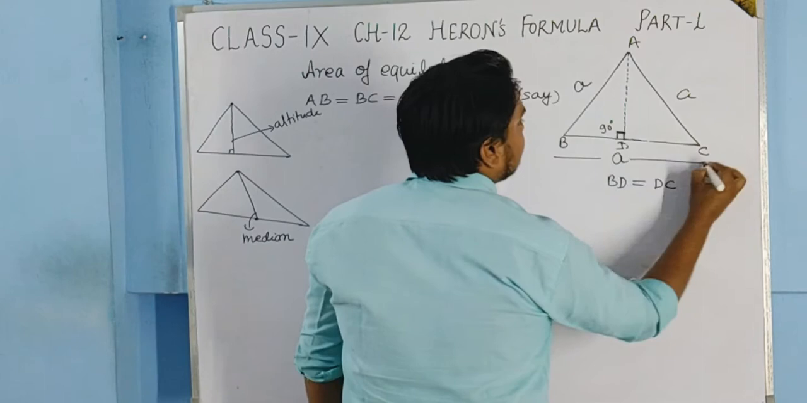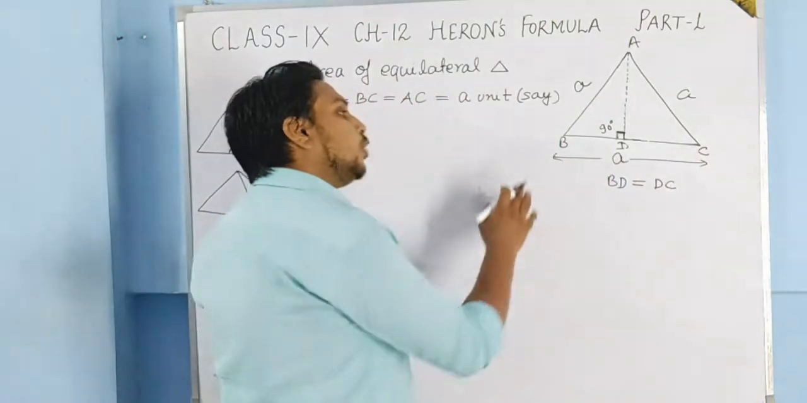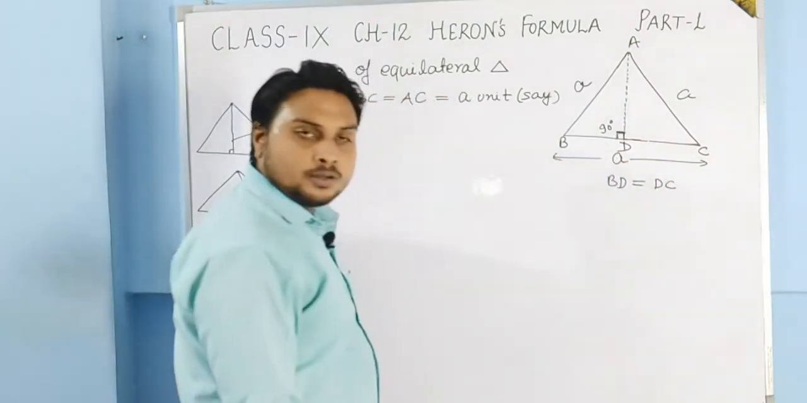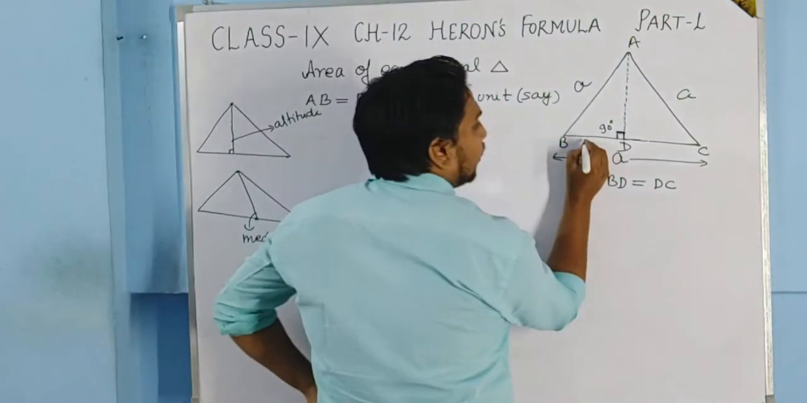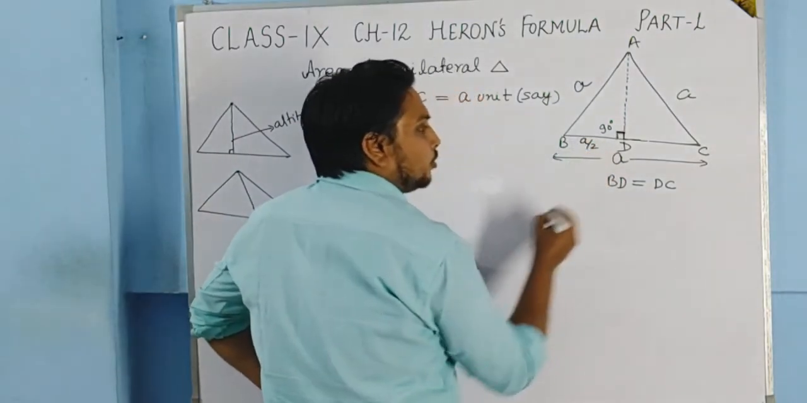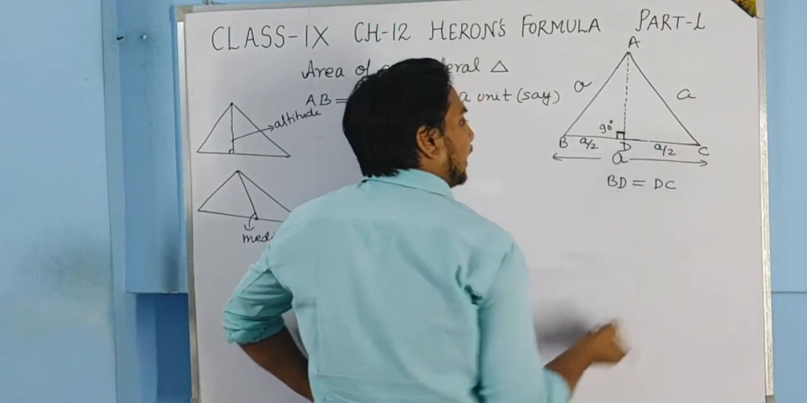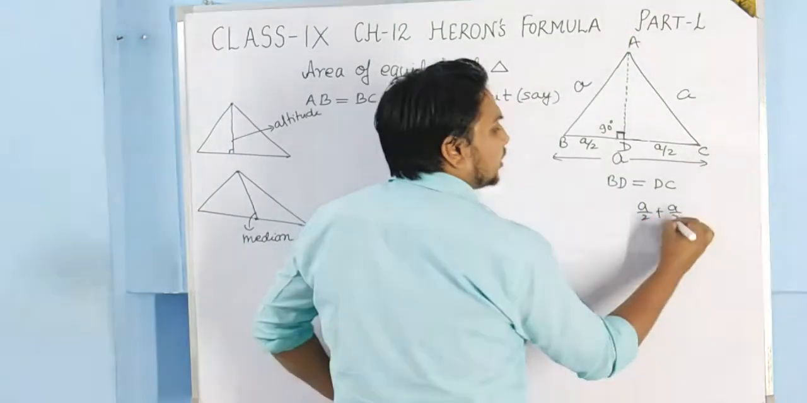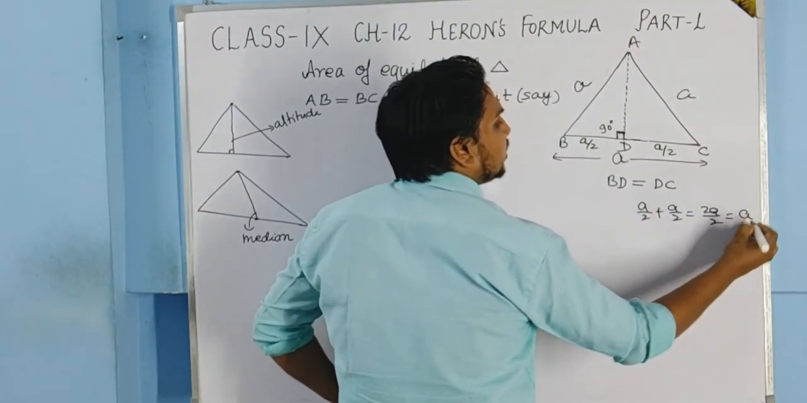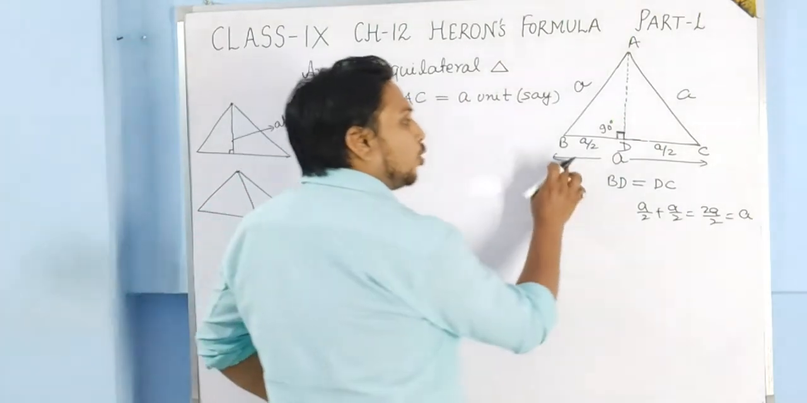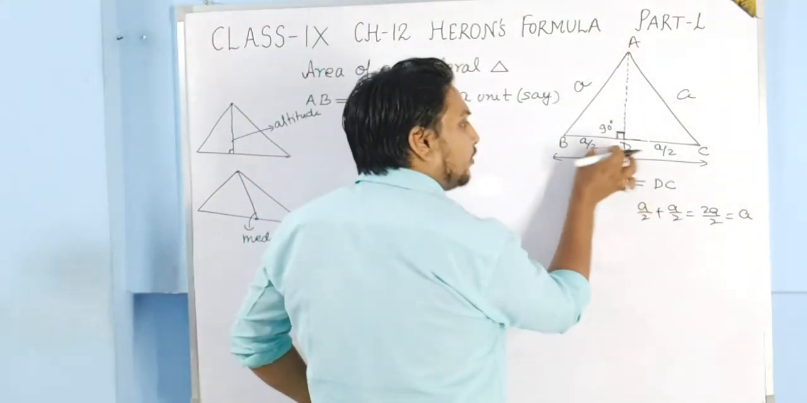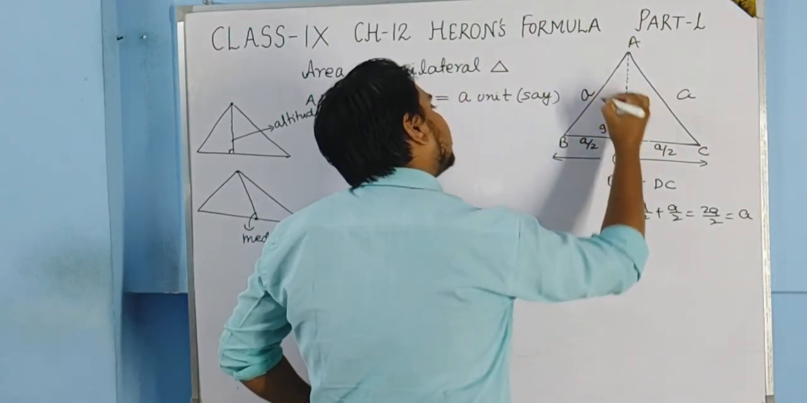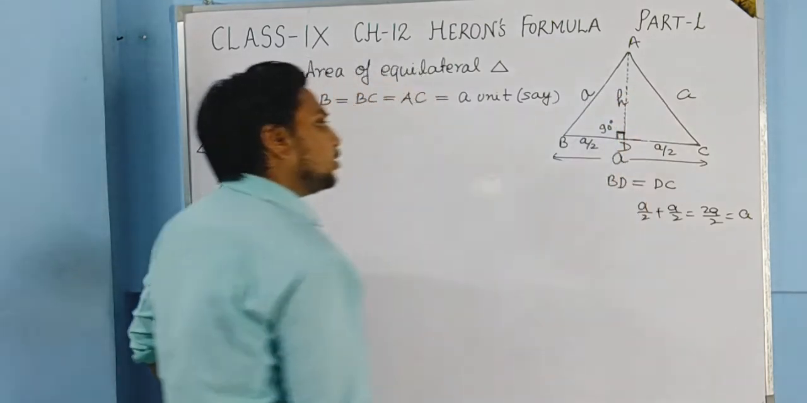Now students, see, if the whole side is equal to a units, then this will be a by 2, and this will also be a by 2, because when you add a by 2 plus a by 2, it will be 2a by 2, which means a. So the total length was a, and when you divide it into two equal parts, it will be a by 2 and a by 2. Here also, let us suppose that the height is h units.